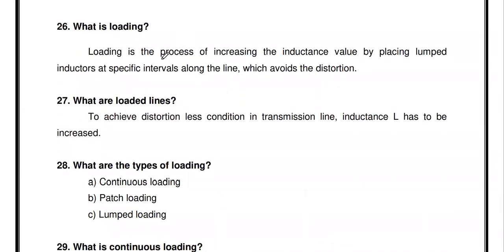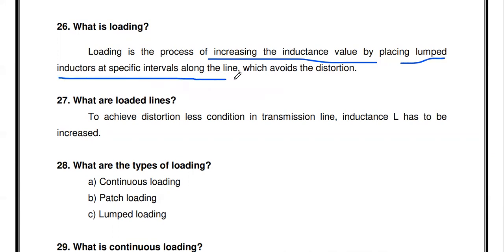Then what is loading? Loading is a very important process in transmission lines in order to avoid distortion. Loading is the process of increasing the inductance value by placing lumped inductors at specific intervals along the line, which avoids the distortion. So if you want to avoid distortion, we have to place lumped inductors at specific intervals along the line. That process is called loading. Then what are loaded lines? To achieve a distortionless line, the inductance value has to be increased. That line is called a loaded line.